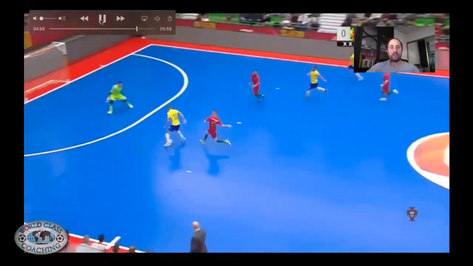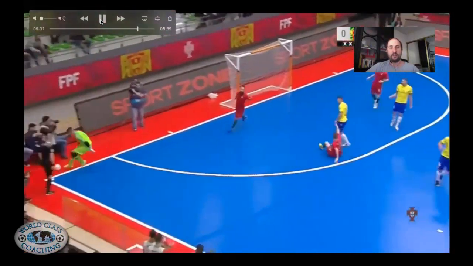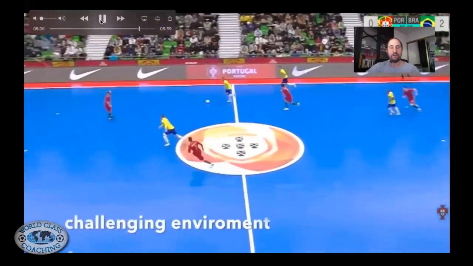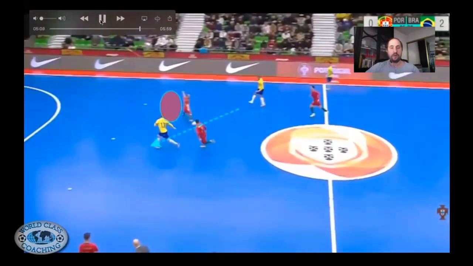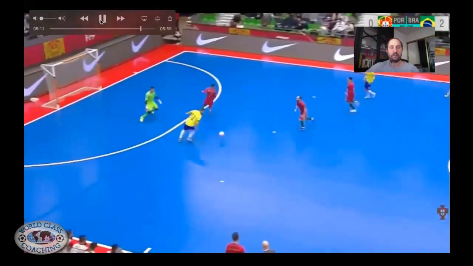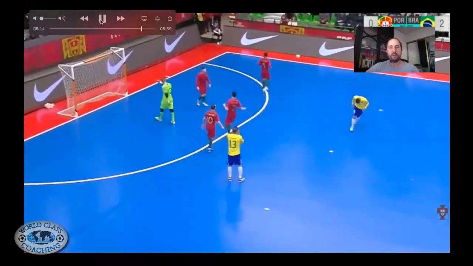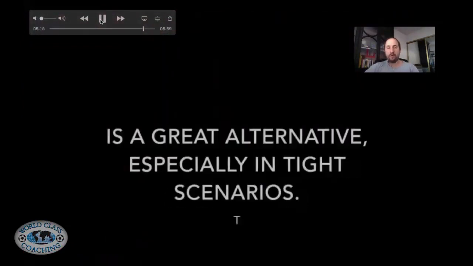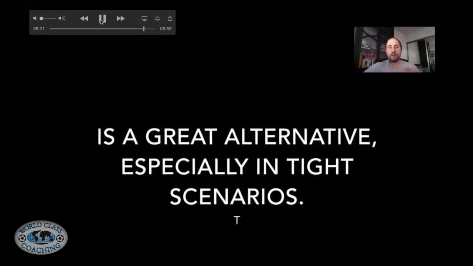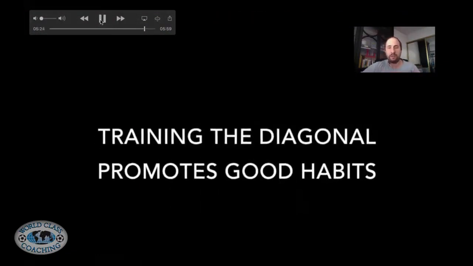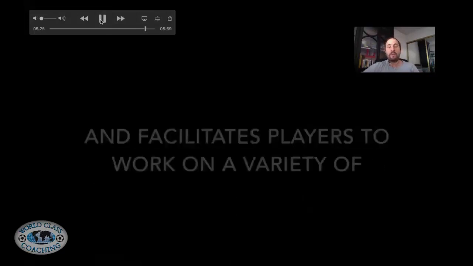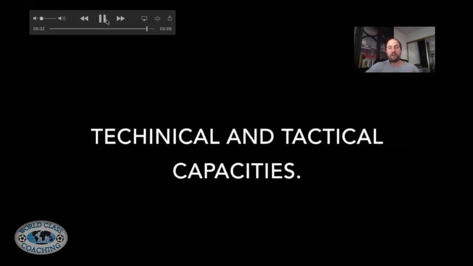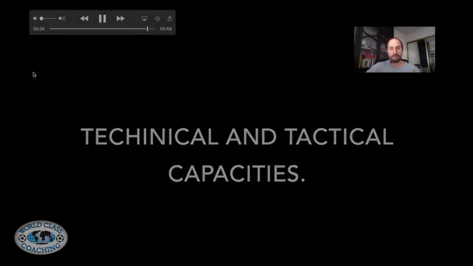It's not so easy to receive it, and we're going to show an example now where they make a mistake, where they try basically exactly the same combination. But now, this ball coming that you have to touch forward is not so easy. He trips a little bit on the ball, but is still able to score after. So this diagonal ball corridor definition is a great alternative, especially in tight scenarios against defense close to goal. It promotes good habits and facilitates players to work a variety of technical and tactical capacities.